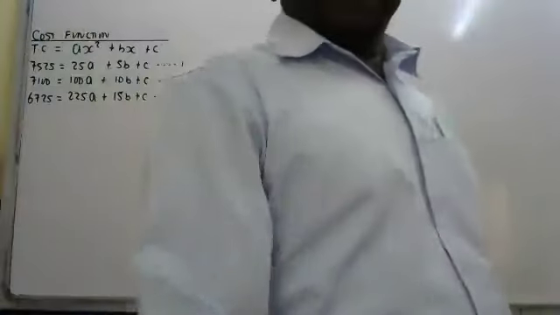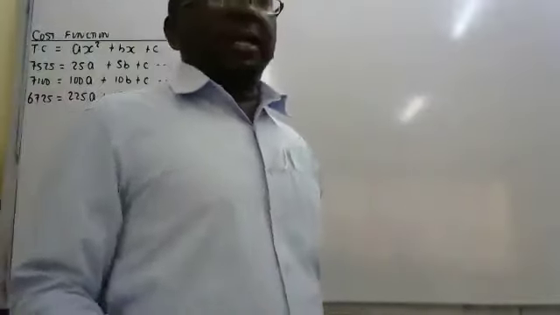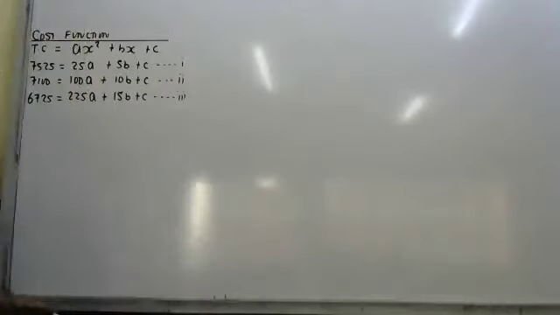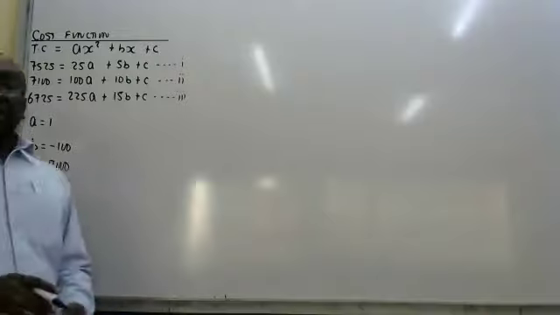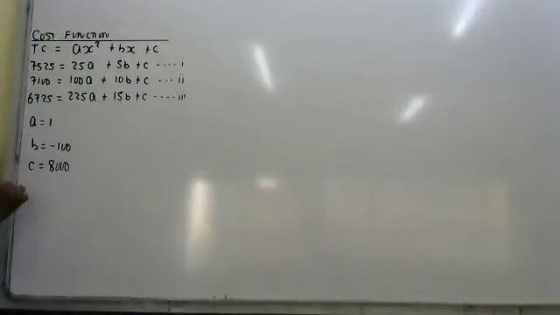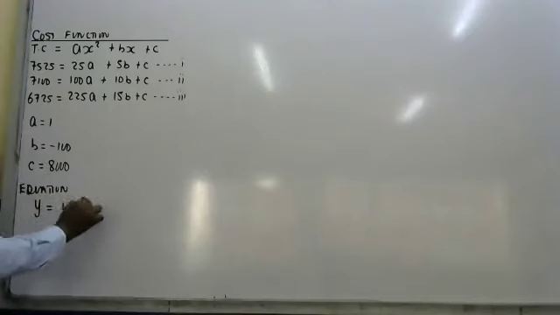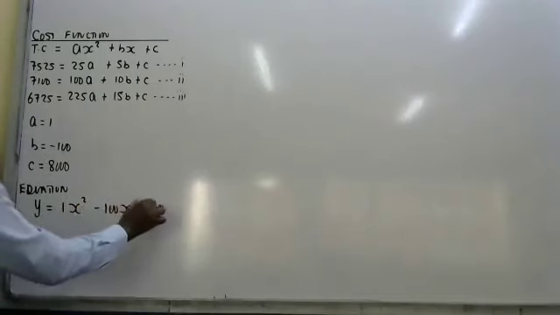What are the answers? You got any? You have started with which one? C. A, you have gotten what? One. Then you have gone to B. Negative 100. C, you have gotten what? 8,000. We agree? Good. I hope those who are online are also in agreement with that. So if you are in agreement, then the equation is y is equal to 1x squared minus 100x plus 8,000.